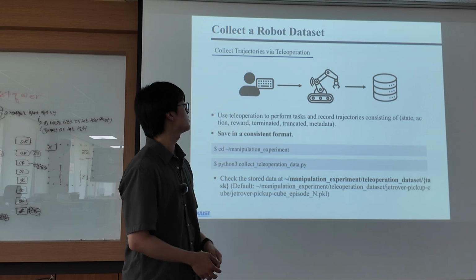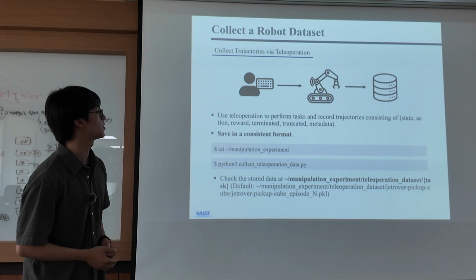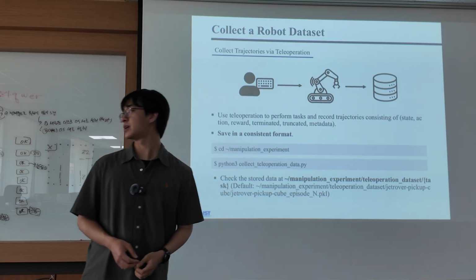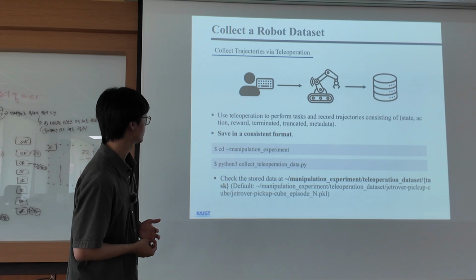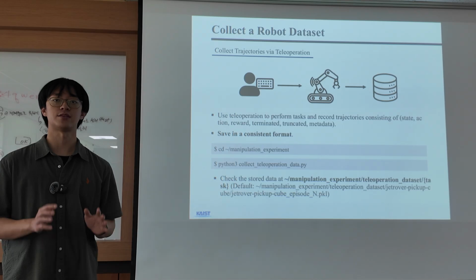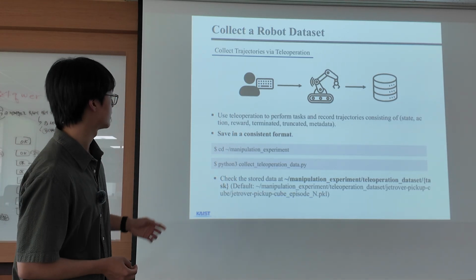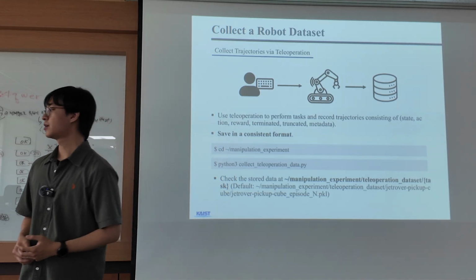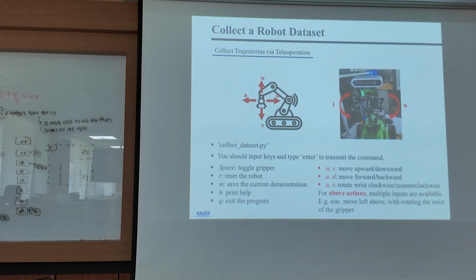To perform the task and record trajectories consisting of state, action, reward, terminated, truncated, and metadata, you should read the kind of Gym interface that is commonly used in reinforcement learning. Go to the manipulation experiment directory that you've used in previous weeks, and when you run collect teleoperation data.py, you can collect a data set with teleoperation.